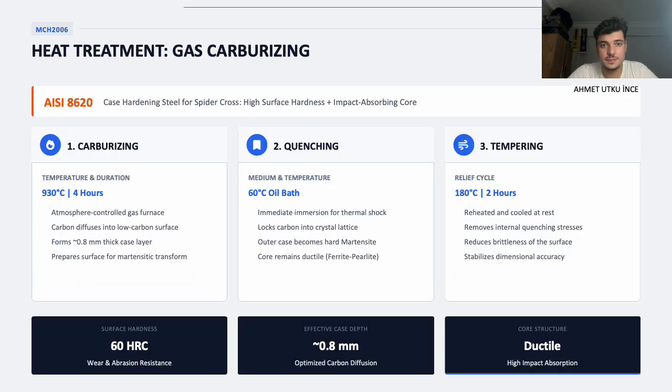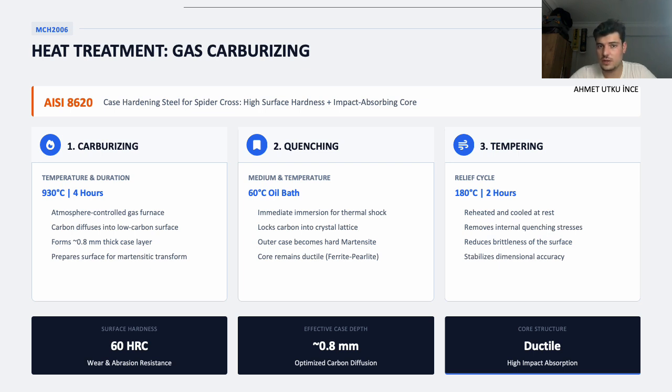And moreover, to give our AISI 8620 Spider Cross its final strength, we use a 3-step gas carburizing process as shown in the slide. First, in the carburizing step, we heat the part at 930 degrees Celsius for 4 hours. Carbon enters the surface, creating a hard outer layer.